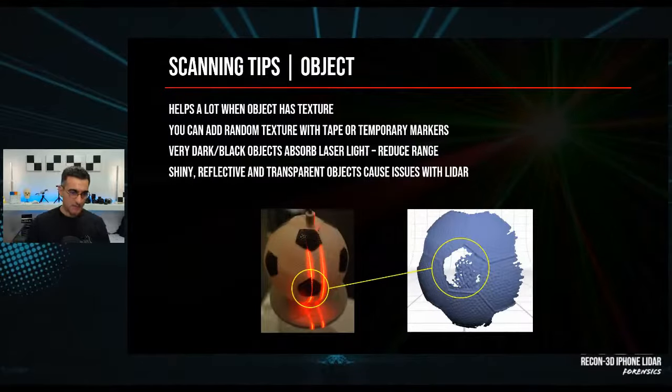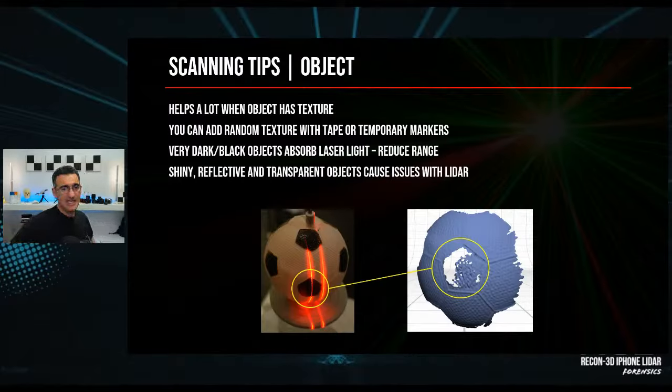Now, what about the actual object itself? Well, it helps a lot when the object has texture. Okay, so if it's a flat white wall or something like that, then it's not beneficial to the overall reconstruction. You can still do it, but it helps when the object has wallpaper or you're doing asphalt and there's dirt and grime and whatever else. A dirty car that's been sitting in a lot, a crime scene that's got blood and things like that. Those things actually do quite well.